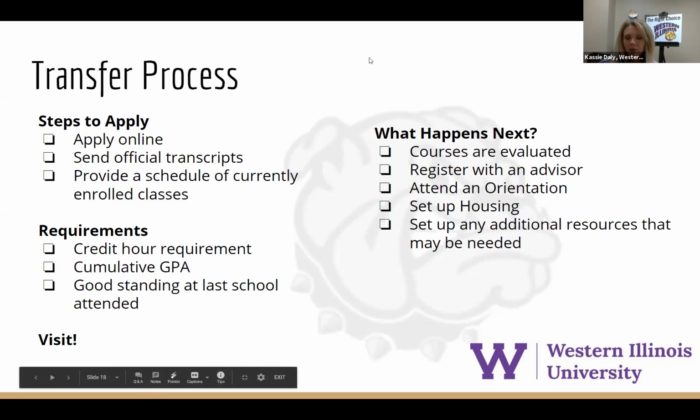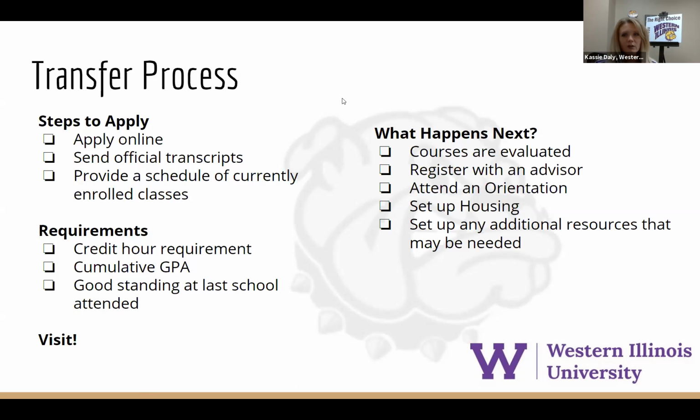And then what happens next? So you've gone through the application process, and where do you go from here? What will happen next is that your courses will be evaluated from the community college, and we're going to send you that in the mail. So you will have a paper copy, and an electronic copy will be in your student account, your student portal, so you can view that multiple places. And then you're going to register with an advisor.